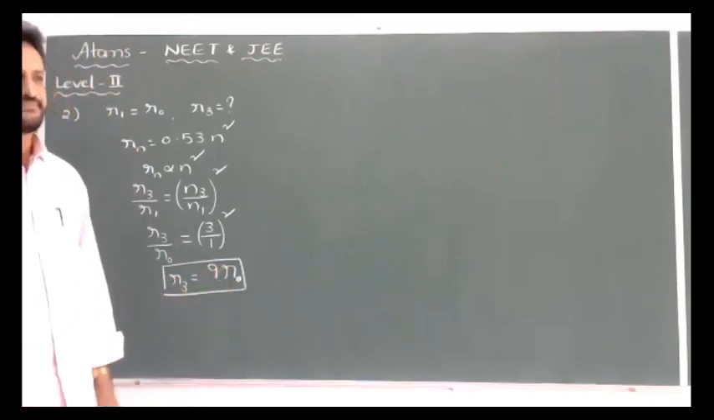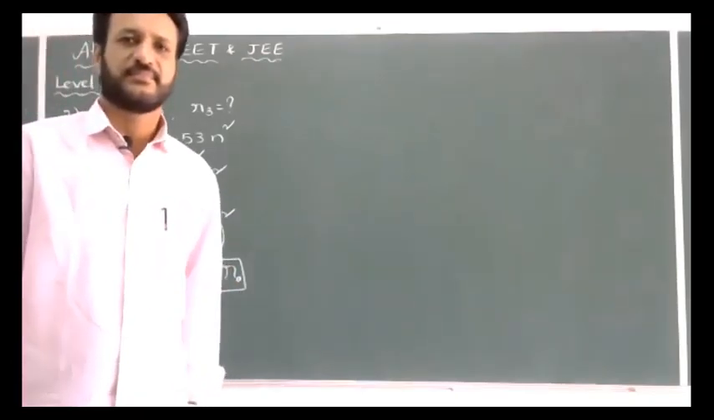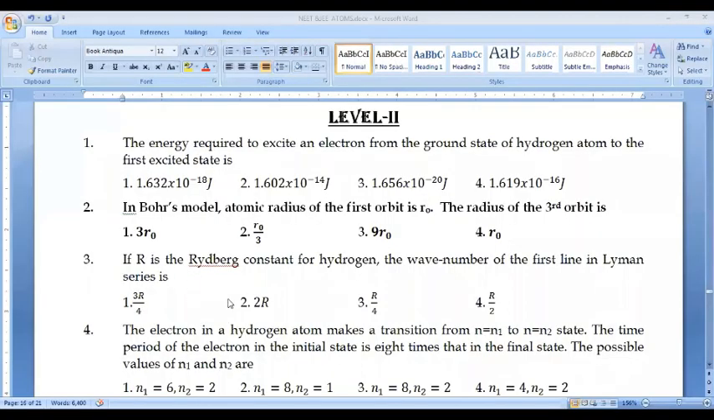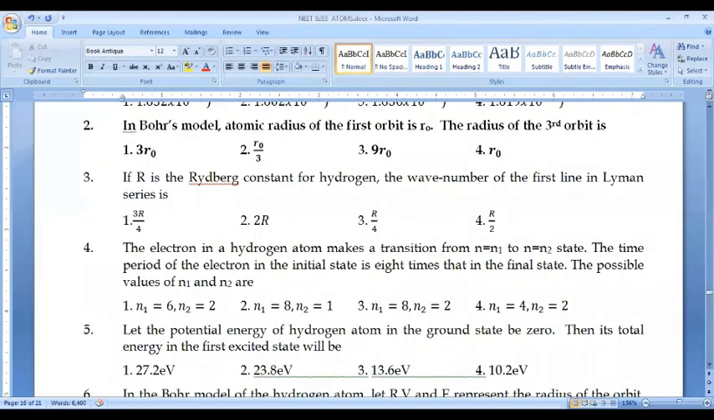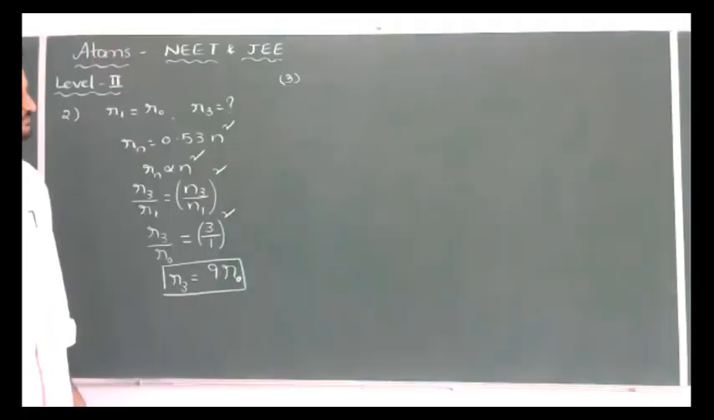Check the options. If you go through the options, the third option is correct, 9 R0. Now question number 3. Third question. If R is the Rydberg constant for hydrogen, the wave number of the first line of the Lyman series, that is the question asked. Now we'll go through that one.